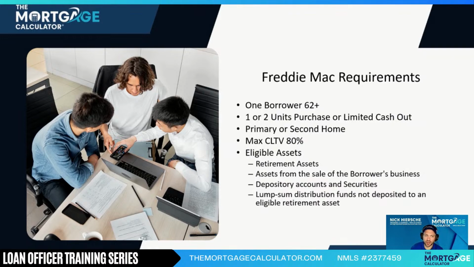And the eligible assets, there is a little more leniency here. So they do retirement assets, which we'll see that Fannie does as well. They do assets from the sale of a business, which is kind of unique. A lot of little restrictions there. Definitely read the full guideline. There's depository accounts and securities, so your standard stuff. And lump sum distribution funds not deposited to eligible retirement, usually employment-based as well. So lots of different ins and outs on how that works. Please see the full guidelines, but just know that all of those are eligible overall.